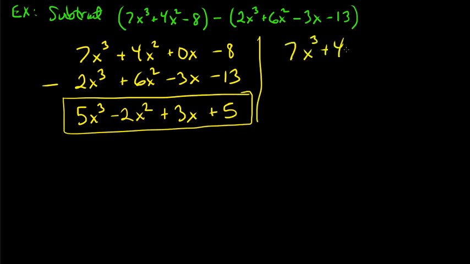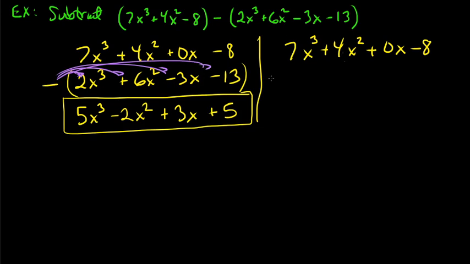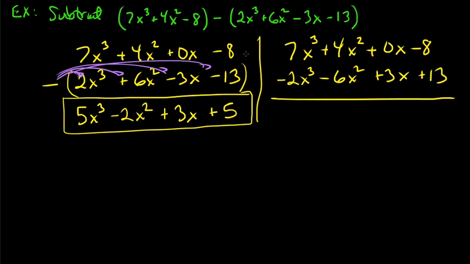So I'm going to suggest the following. Instead of subtracting the whole thing, we're going to subtract each term. In other words, we're just going to distribute the negative sign to all 4 terms. And when we do that, what do we get? We get negative 2x cubed, negative 6x squared, plus 3x, and then plus 13. Okay. So now what are we doing? Now we're adding these.